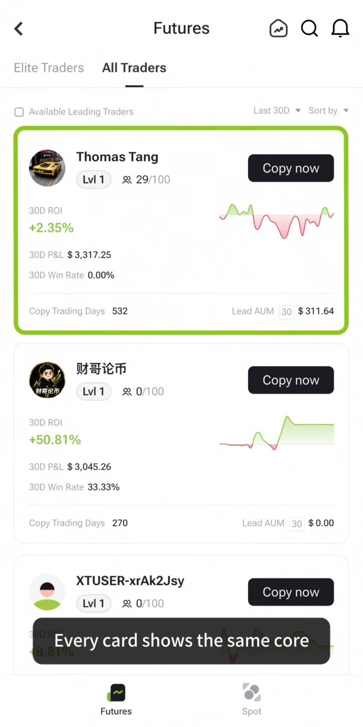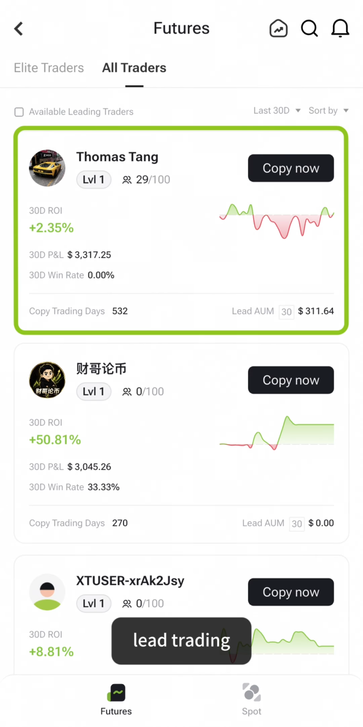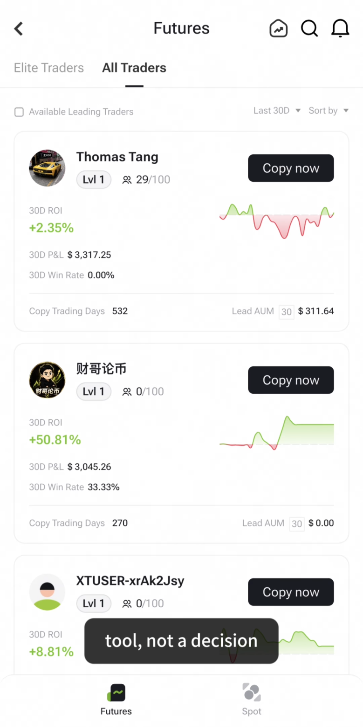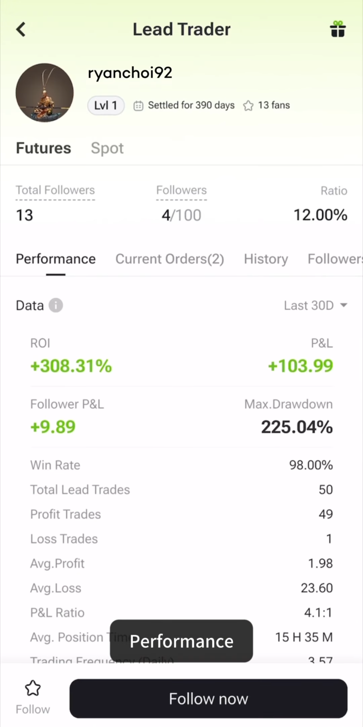All Traders drops the curation and gives you the full sortable list. Every card shows the same core set, the trader's level, how many follower slots are filled, ROI, profit and loss, win rate, days spent lead trading, and assets under management. Treat the card as a shortlist tool, not a decision. Open a trader and start on performance.